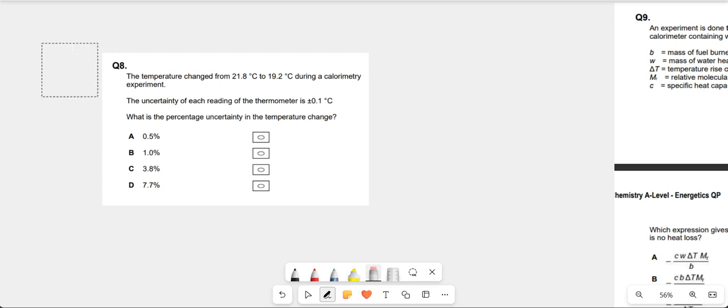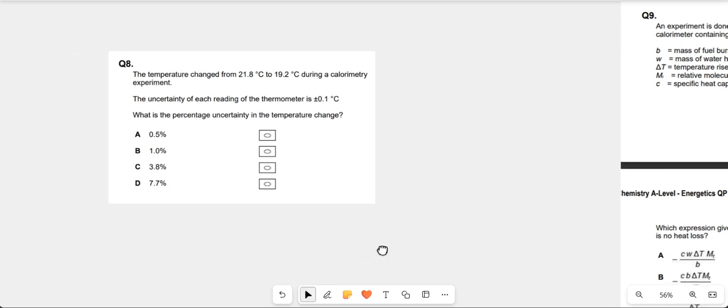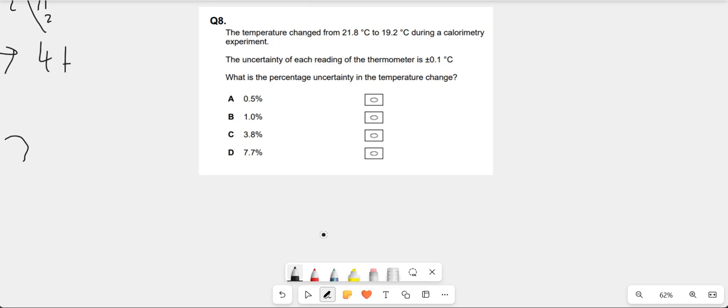I should probably do the question underneath. It makes more sense. So like here. Alright, so temperature change from 21.8 to 19.2 using calorimetry. The uncertainty of each reading of the thermometer is 0.1. What's the percentage change here? Easy. Percentage uncertainty is absolute uncertainty divided by the thing you measured, times 100.